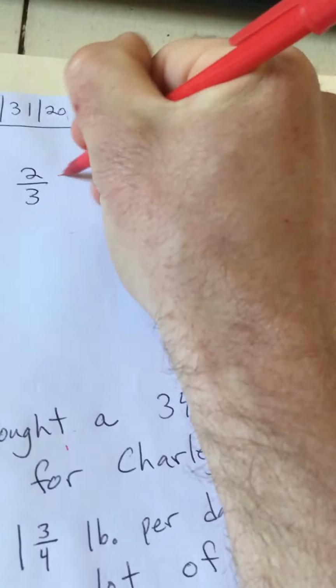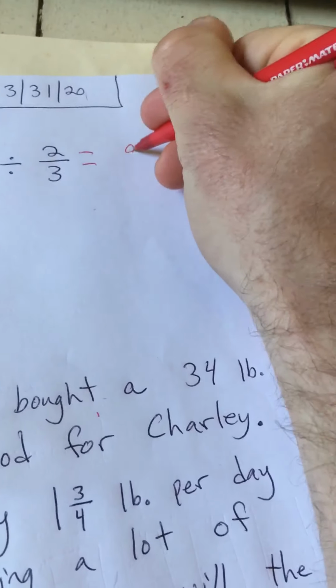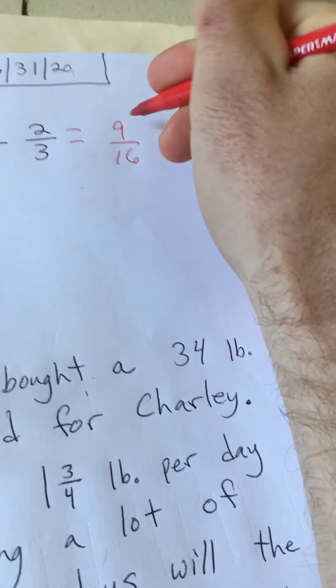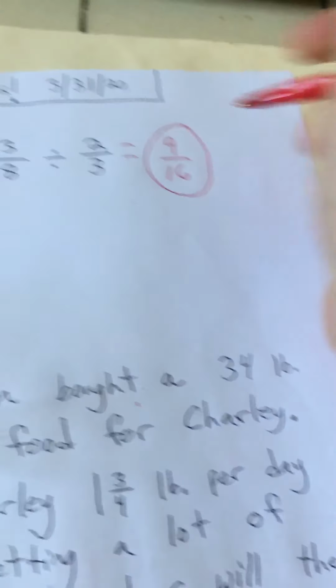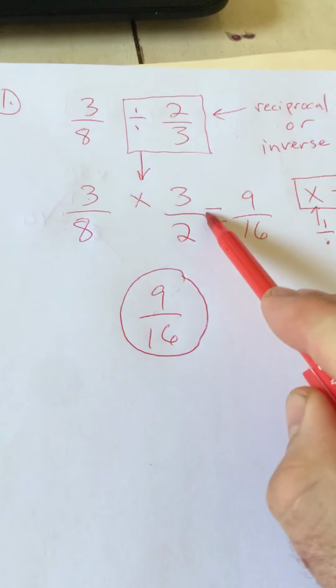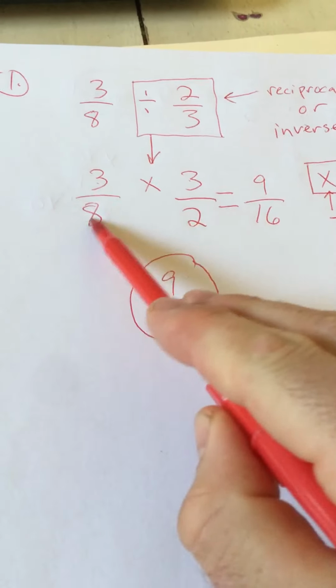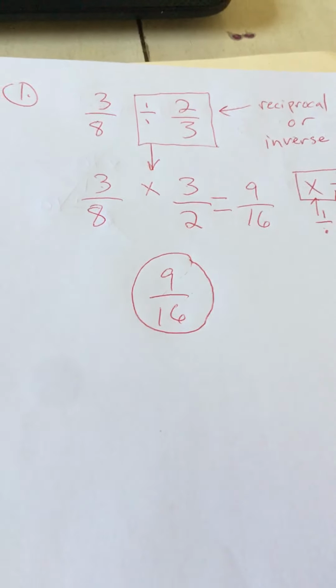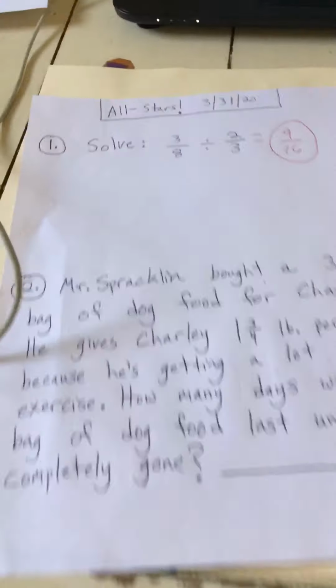So 3/8 divided by 2/3 is 9/16. You had to change it to multiplication and flip the second fraction. Then you just multiply across, and that is our answer. So that's just a quick review of how to do this.